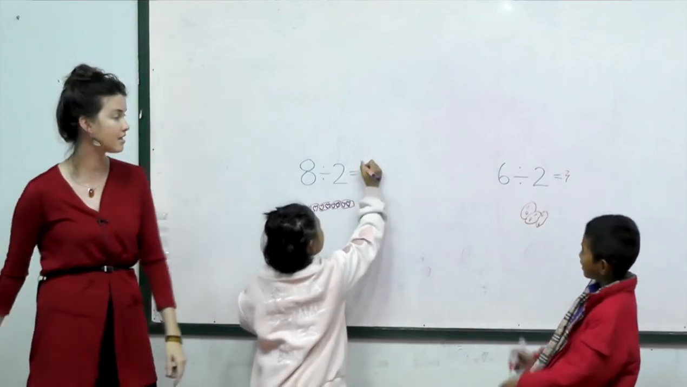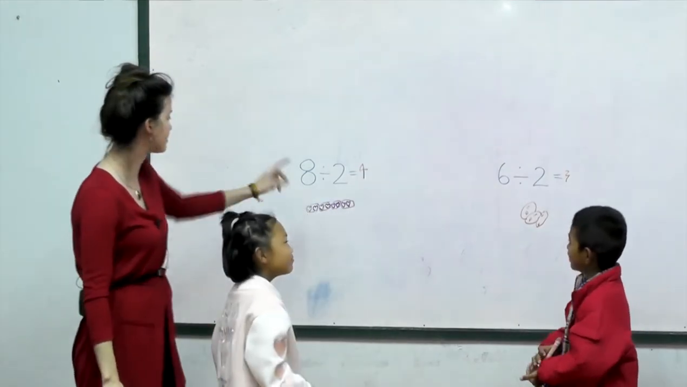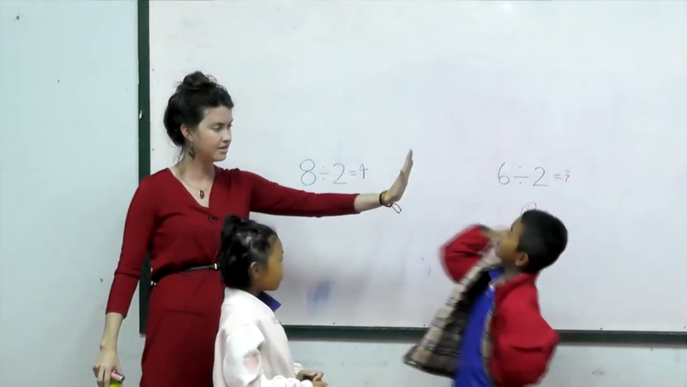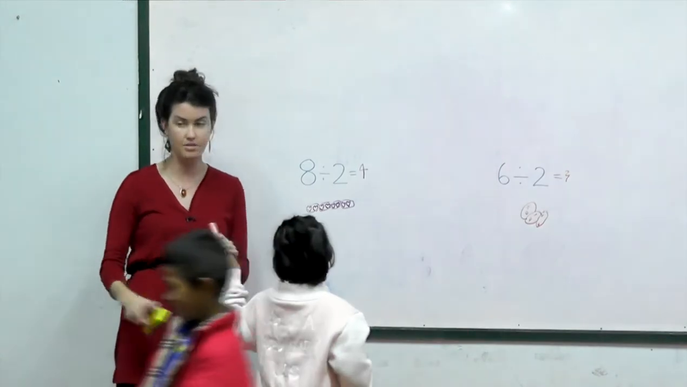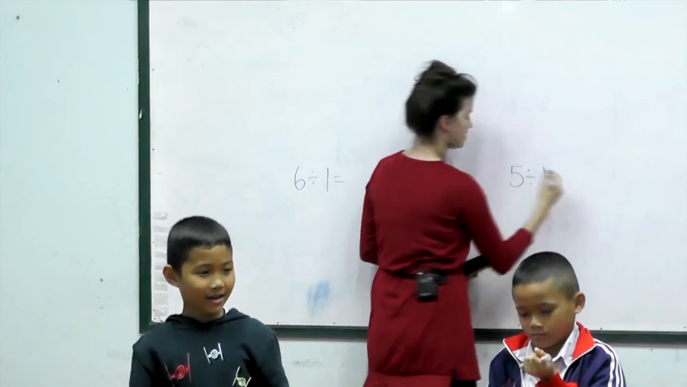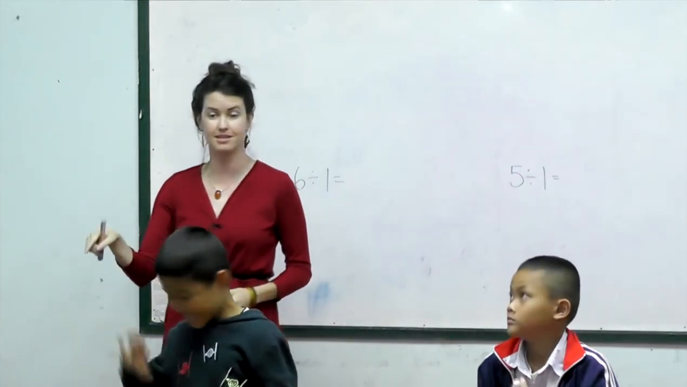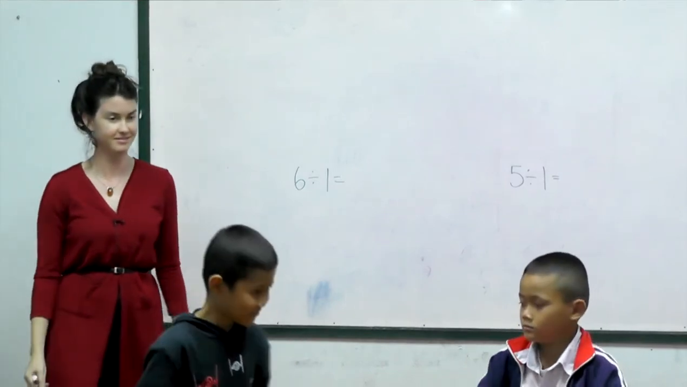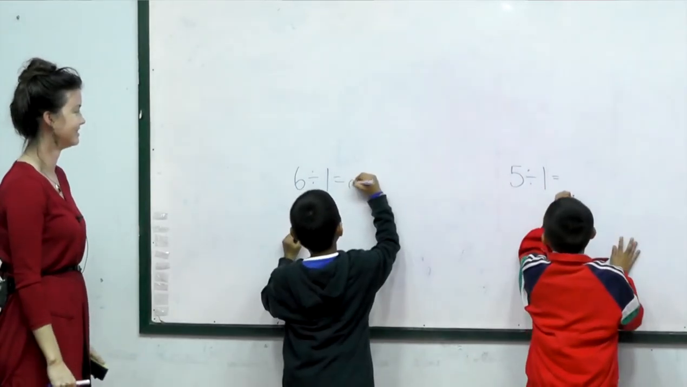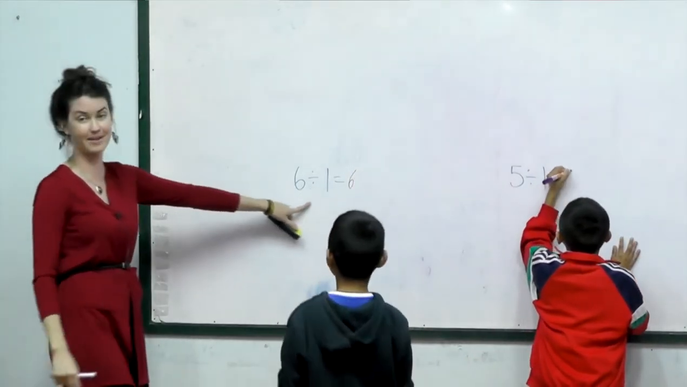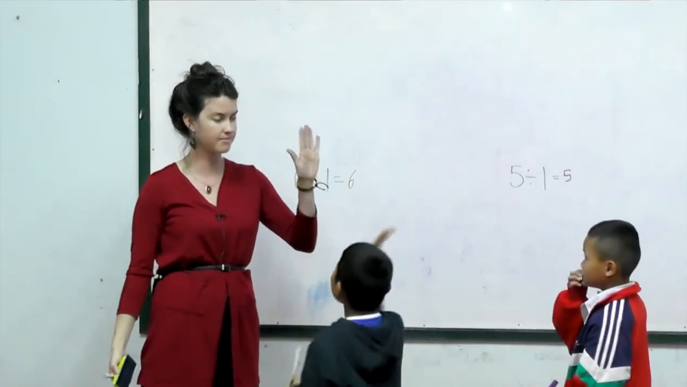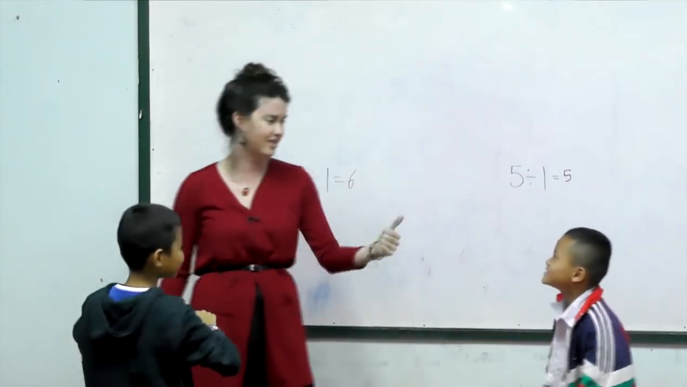What do you think? 6 divided by 3, is that right? Good job. Is 8 divided by 2, is this right? Yeah. All right, high five. Very nice. Pot's going to tell you when to go. Boys, it's your turn. Ready, set, go. All right, is 6 divided by 1, is that 6? Yeah. 5 divided by 1, is that 5? Yeah. Yay! That's okay, you did a great job.